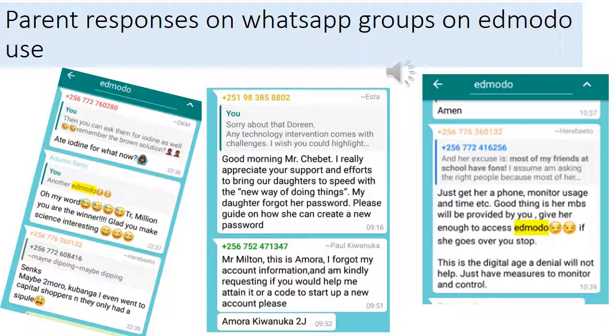responses from parents. As you can see, some of them saying, "Oh, good morning, Mr. Chebet. I really appreciate your response and efforts to bring our daughters up to speed with the new way of doing things. My daughter forgot her password. Please guide on how she can create a new password." So these are some of the examples of responses from parents and how I engage them in Edmodo.